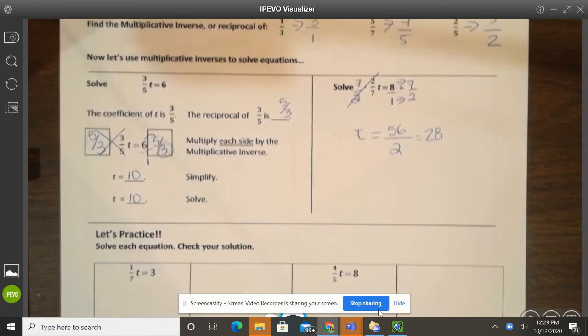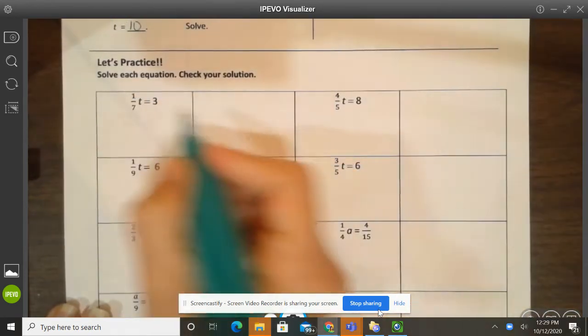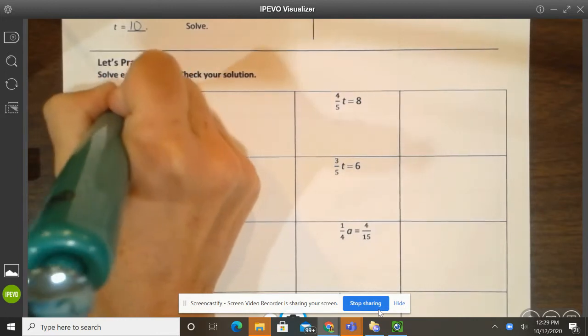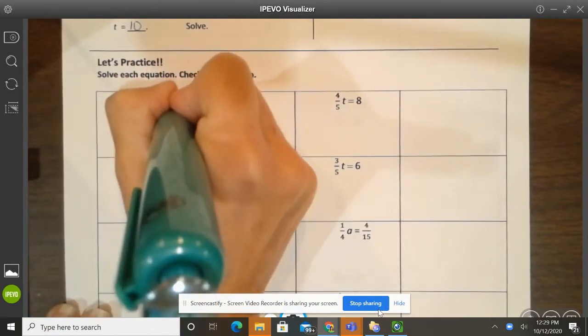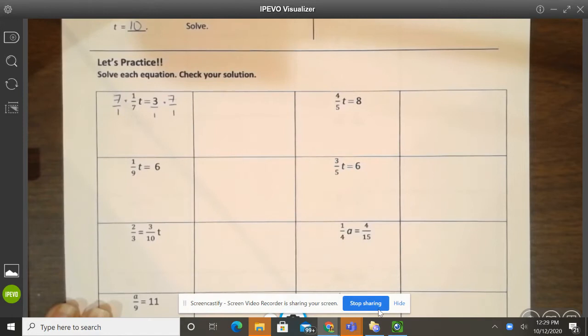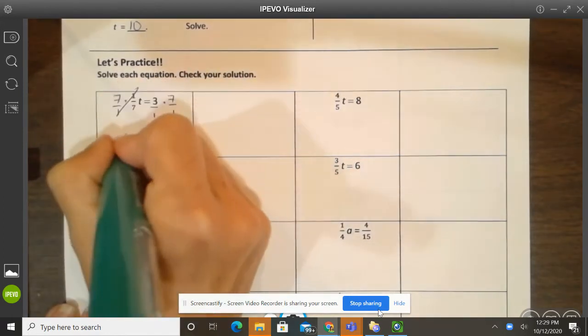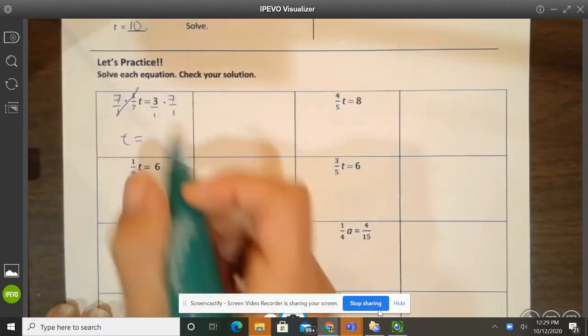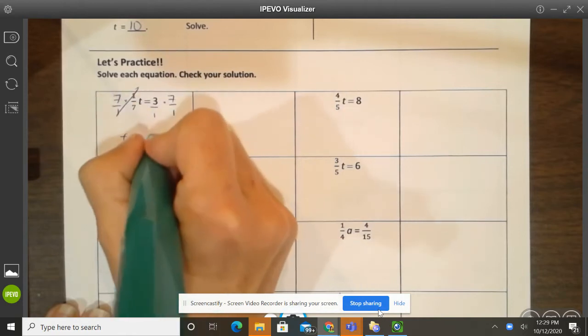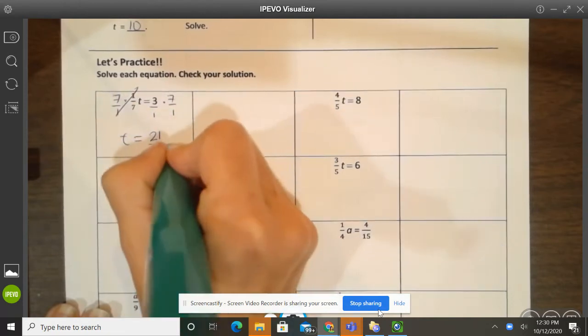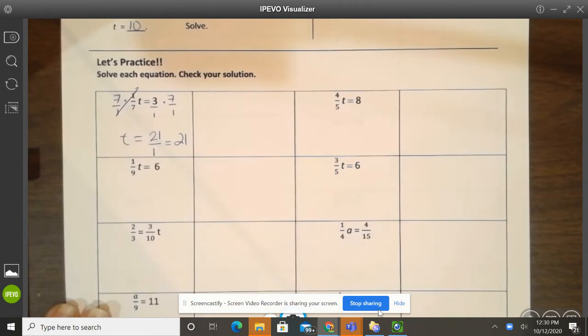Okay, so that's called the reciprocal. So let's try some reciprocal ones. So that's times 7 over 1 on this side, times 7 over 1 on this side. We put a 1 underneath that number. That goes away, and then t equals 3 times 7 is 21 over 1, which is the same thing as 21.